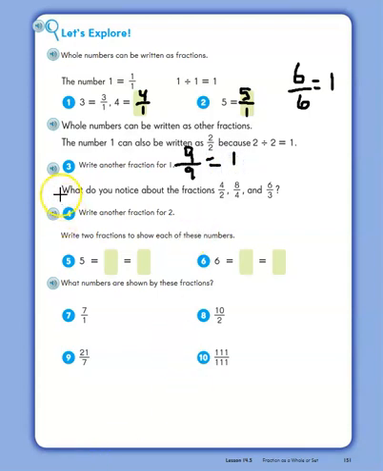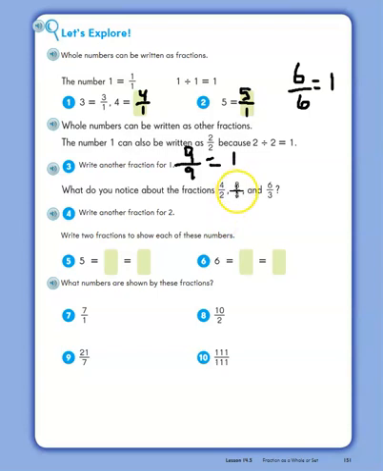Okay, the next part says, what do you notice about the fractions 4 over 2, 8 over 4, and 6 over 3? Do you notice something, guys? Well, it looks like on all 3 of these fractions, that bottom number is exactly half of the top number. So, when we look at a fraction that has a smaller number on the bottom, the way we could read it is 4 divided by 2. And we know that 4 divided by 2 is 2.